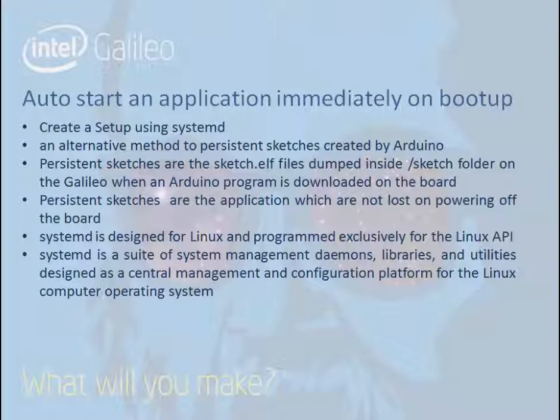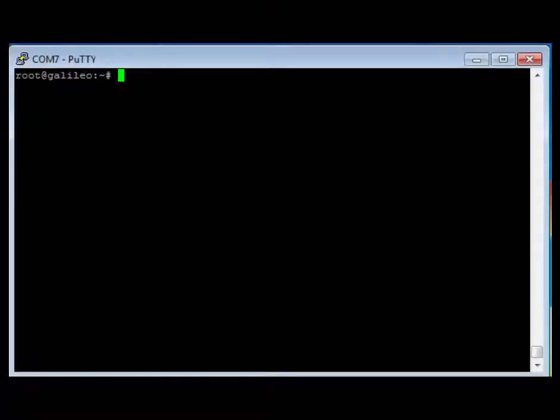Systemd is designed for Linux and programmed exclusively for Linux API. Systemd is a suite of system management daemons, libraries, and utilities designed as a central management and configuration platform for the Linux computer operating system. Systemd is pre-installed in the Linux image available on the Intel Download Center. Systemd folder can be found on /etc folder on the board.